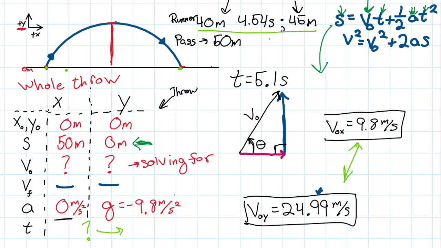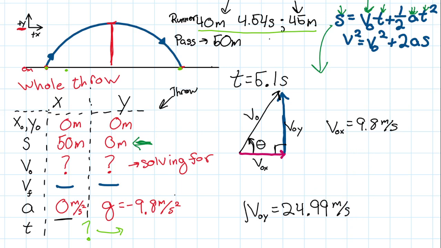And here, this will be our v naught. This will be our v naught x, and this will be our v naught y. When I say v naught, I mean v0. It's just another way to say the same thing. And now we have a triangle that has these numbers here. And it's really important to know how to do this math.